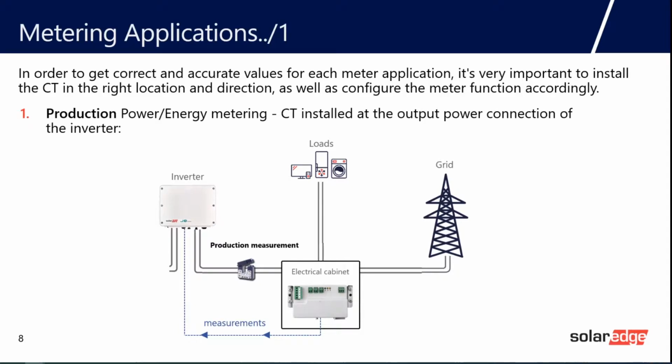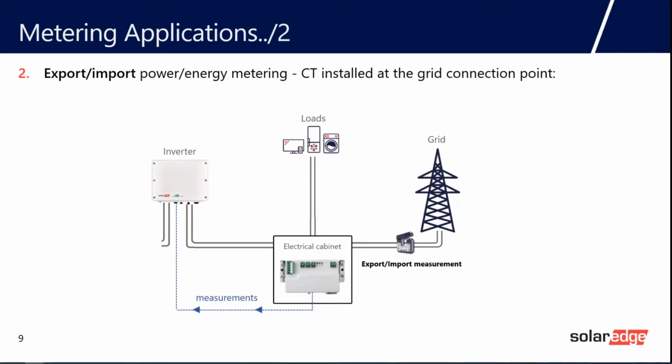The CT is installed at the output power connection of the inverter, and the meter application is used for measuring production power or energy metering data, which is sent back to the inverter via the communication cable. Here we can see a CT, in grid connection, the meter application used for measuring export and import power to and from the entire location. Data is sent back to the inverter via the communication cable.